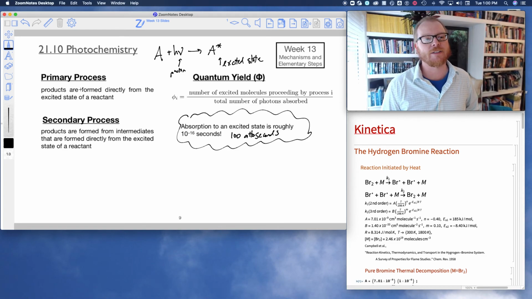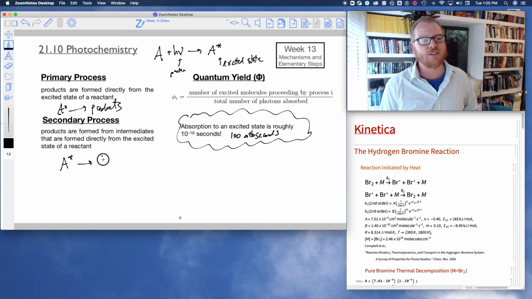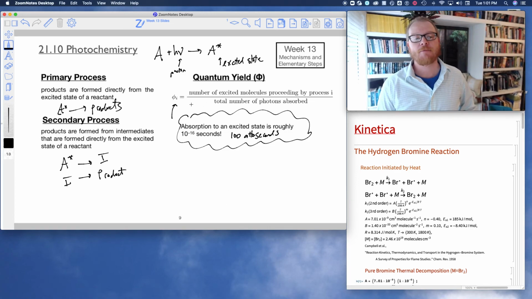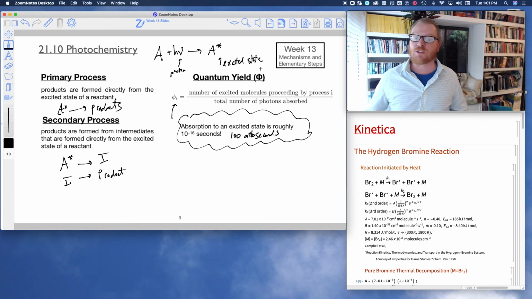So primary processes are products formed directly from the excited state of a reactant. So that would be now this excited state goes on to form products, okay? So secondary processes are products that are formed from intermediates that are formed directly from the excited state of a reactant. So for example, in secondary photochemistry, A star might form some intermediate, and then that intermediate goes on to form a stable product, okay? And so we quantify these processes by the quantum yield phi. So this definition is the number of excited molecules proceeding by process i divided by the total number of photons absorbed, okay?